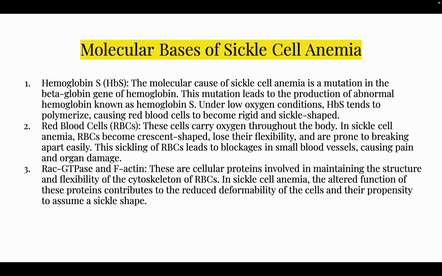Red blood cells carry oxygen throughout the body. In sickle cell anemia, since they're crescent-shaped, they lose their flexibility and are prone to breaking apart easily. This sickling of red blood cells leads to blockages in the small blood vessels, causing pain and sometimes organ damage. RAC GTPase and F-actin are cellular proteins involved in maintaining the structure and flexibility of the cytoskeleton of RBCs. In sickle cell anemia, the altered functions of these proteins contribute to the reduced deformability of the cells, causing them to assume a sickle shape.